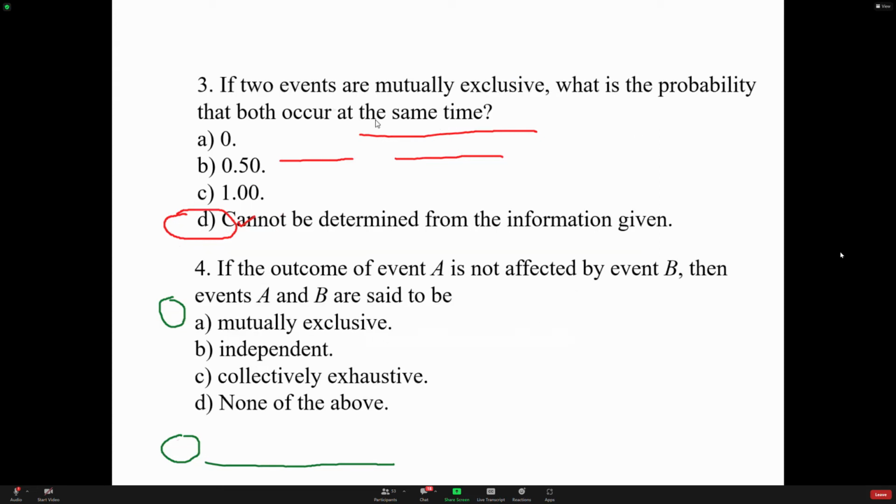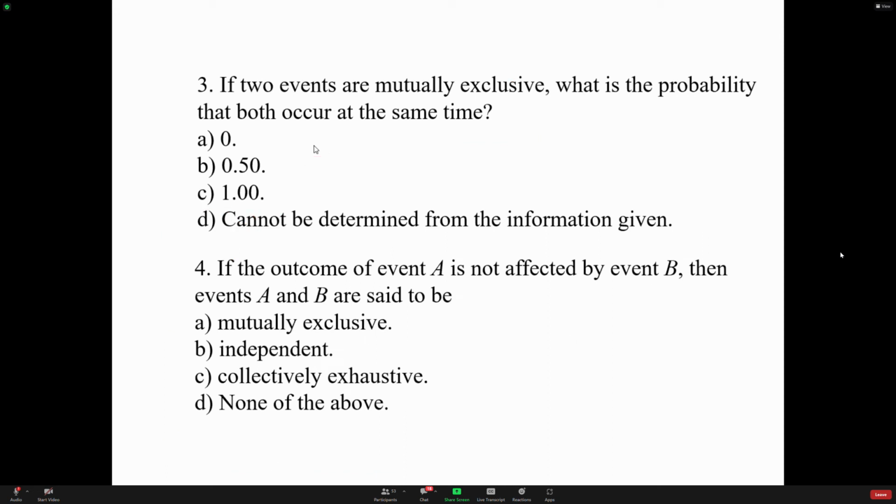Okay, then we move on to the next question. Let us go through question 3. Two events are mutually exclusive, then what is the probability that both occur at the same time? So these are mutually exclusive, which means if one occurs, the other one cannot occur. So the answer is 0.